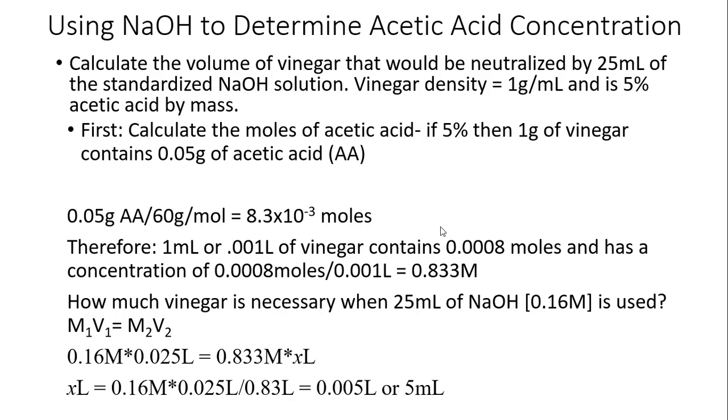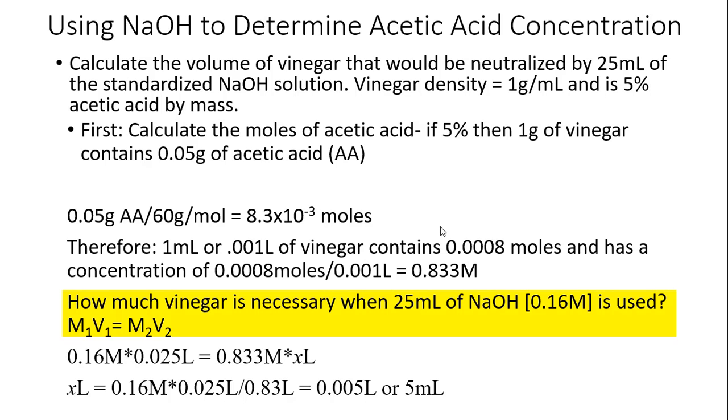Knowing that, we can find the number of moles of acetic acid, right? 0.05 grams divided by the molecular weight of acetic acid gives me 8.3 times 10 to the minus 4 moles. So now we can conclude that 1 mL of vinegar contains 0.0008 moles, and it has a concentration of 0.0008 moles divided by 0.001 liter, because we're dealing with 1 milliliter of vinegar. And so now we can say that the concentration of this particular sample is 0.833.